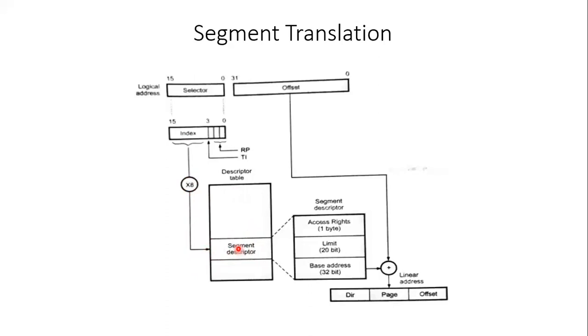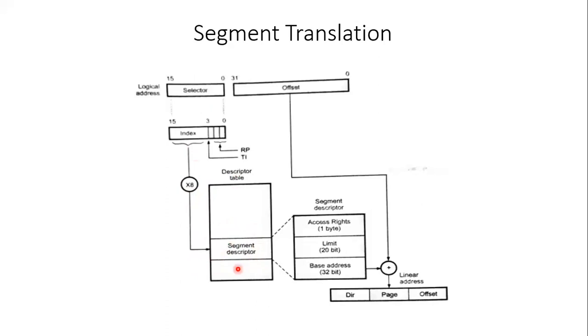Okay, then why do you need to multiply this index by 8? Because each descriptor requires 8 bytes in the descriptor table. This is a very important point. Why do you multiply this index by 8? Because each descriptor requires 8 bytes in the descriptor table. So you are multiplying this index by 8, then you get the descriptor in the descriptor table.